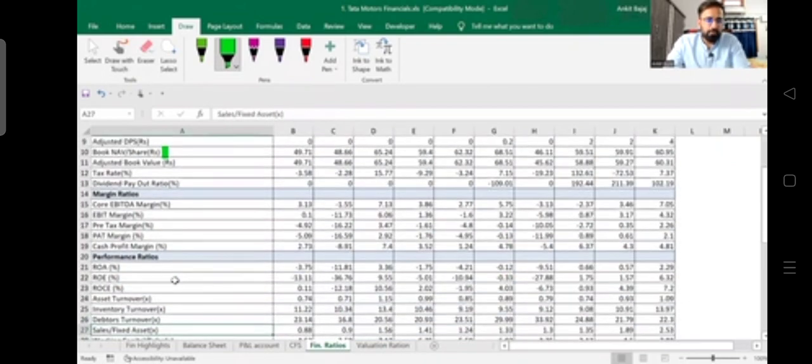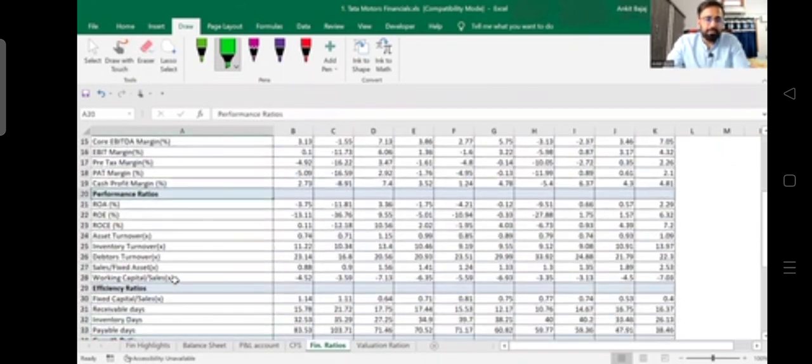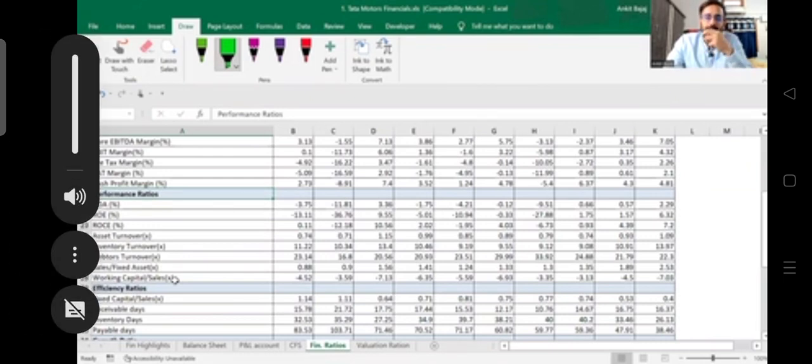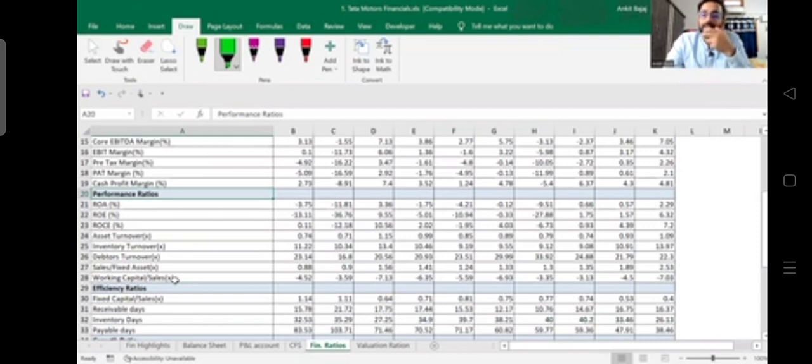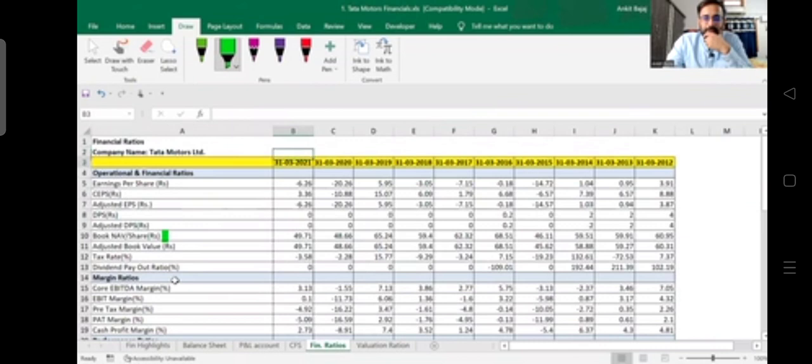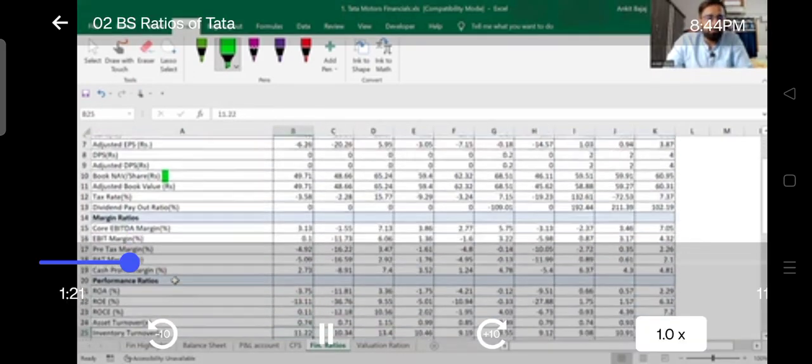First we will be discussing the performance ratios. Performance ratios will help you understand how the company is actually performing and how the company is utilizing its assets. Here the calculation is already given. These ratios are for 10 years, so you can see I have taken the data for 10 years. We will be analyzing the ratios for the year ending 31st March 2021.